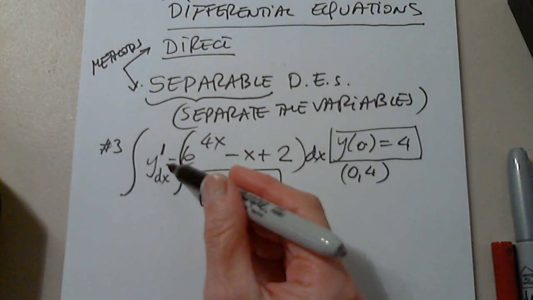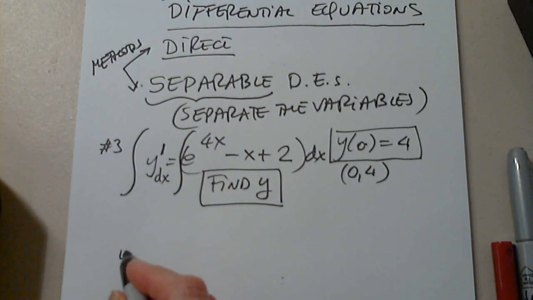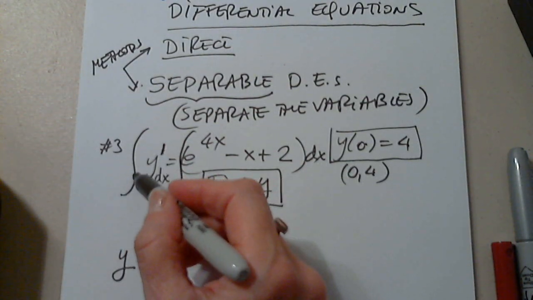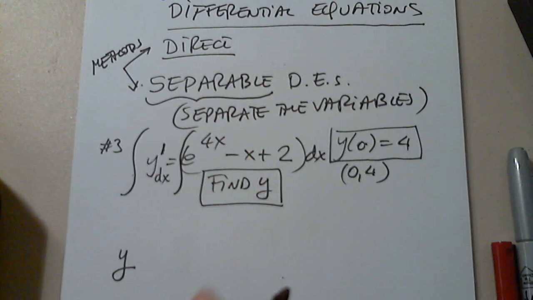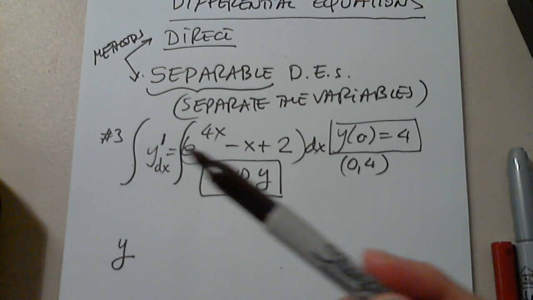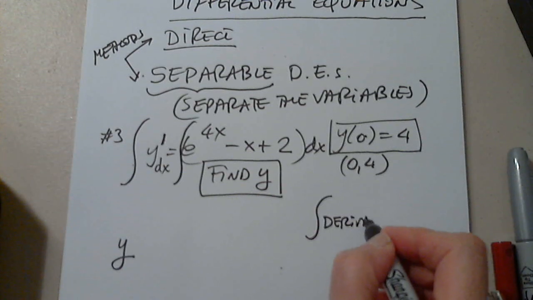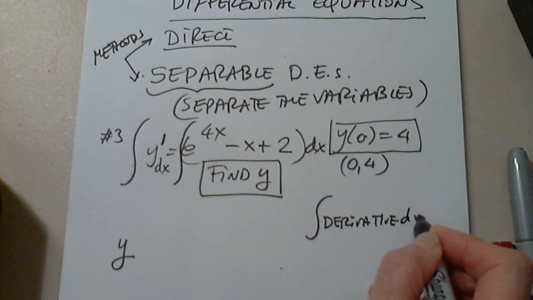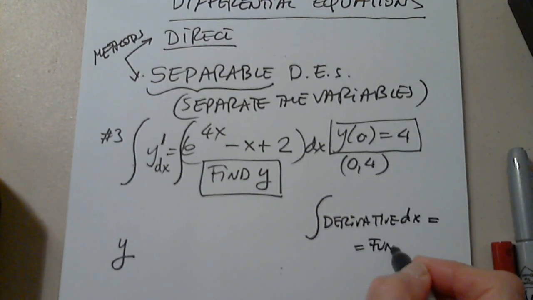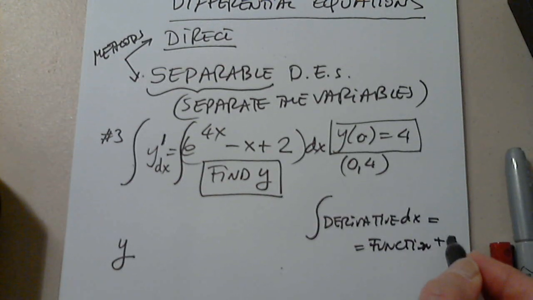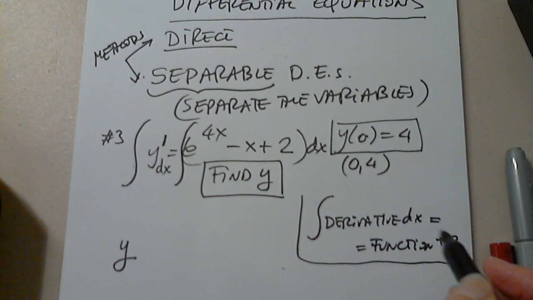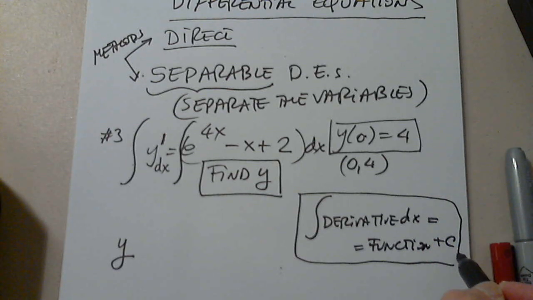So when I integrate a derivative, I get the function. These two operations are inverses of each other. I'll also show you a different way. It's the same thing, but it may look easier. So when I integrate a derivative dx, I get the function plus a constant c, as we know. We've done this before in chapter 4 at the very beginning.